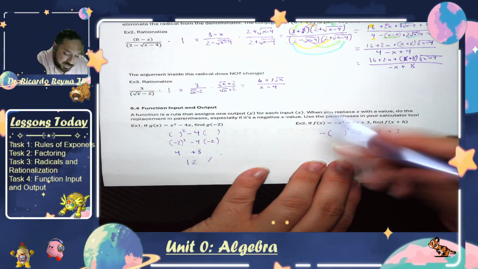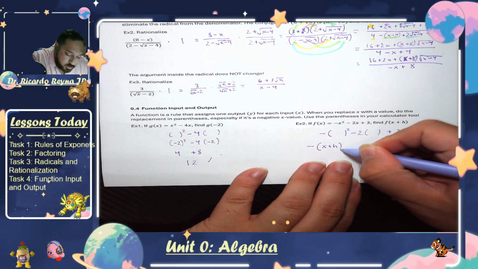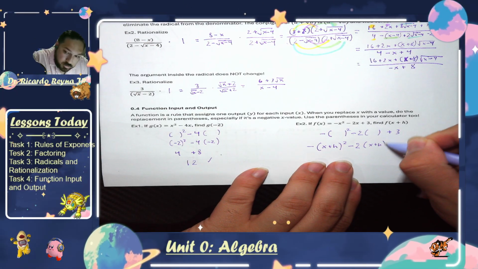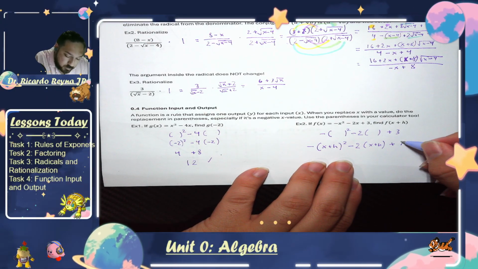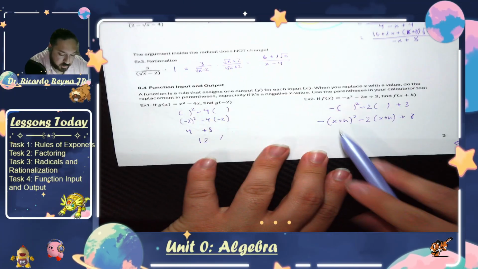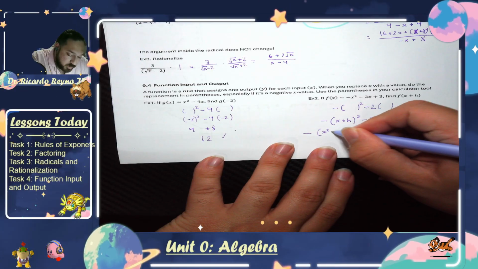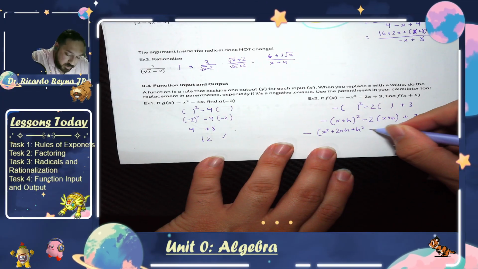And I'm going to go ahead and plug it in with x plus h. So negative parentheses x plus h squared minus 2 parentheses x plus h, close, and then plus 3. From here, we're going to do some simplifications and get this out of the way. We got a negative parentheses x squared plus 2xh plus h squared minus 2.